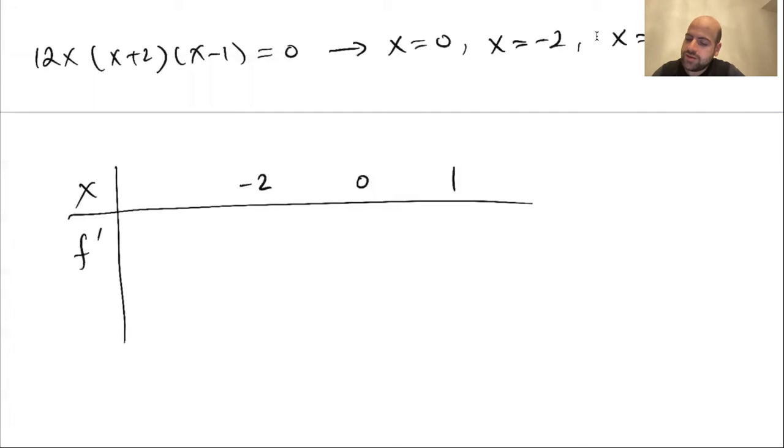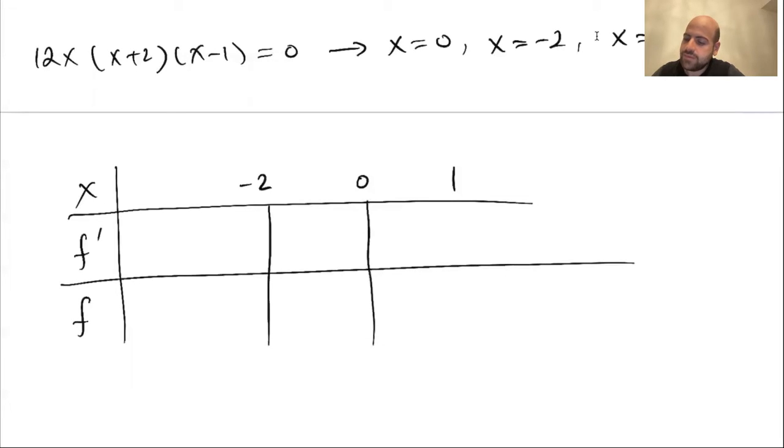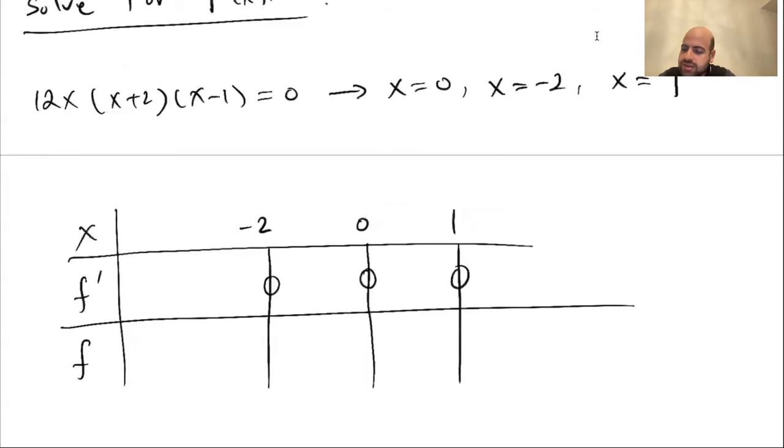And then in the next row, I write f prime, the sign of f prime, and then f, whether f is increasing or decreasing. So f prime, I know that it's 0 on these 3 points, because how did I come up with these 3 points? I came up with these 3 points because they were zeros of f prime, meaning that f prime of x becomes 0 at these 3 points. Now I have to see whether f prime is positive or negative at each of these regions.